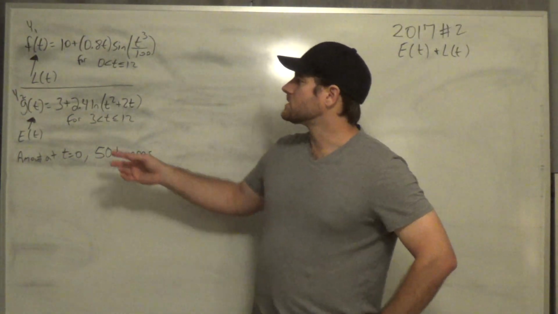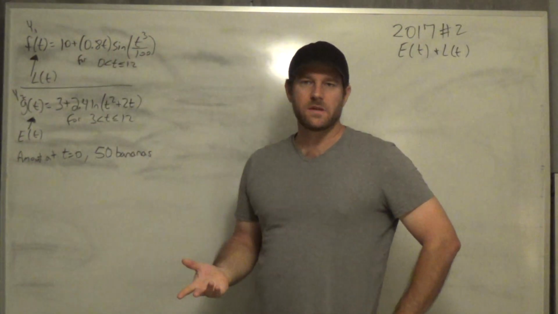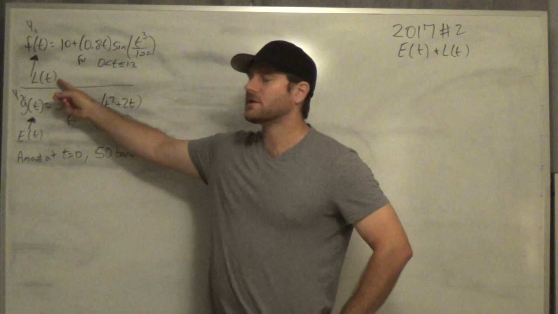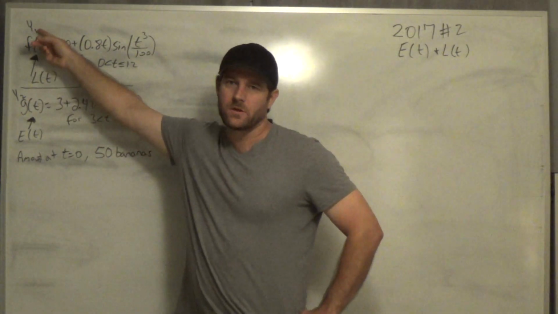First thing is I read what f of t was, and it was talking about the rate that bananas are leaving the table. So if they're leaving the table, I call this LT. And since it came first, I just put it in y1 in my calculator.